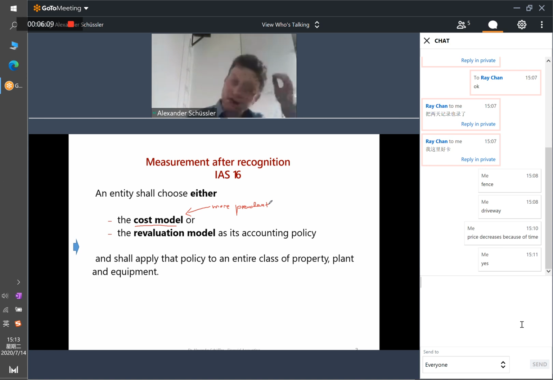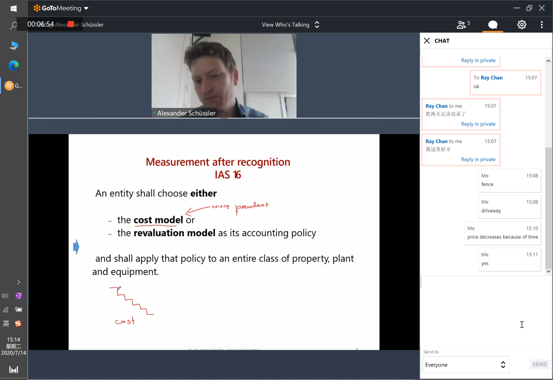And generally, the difference between the cost model and the revaluation model is that in the cost model, you value the asset with the cost, and then you depreciate it over time. Yeah, you depreciate it over time. That's the cost model. Yeah, you can also use a different depreciation method, but this is a different thing. So this is the cost model, and the revaluation model is different.